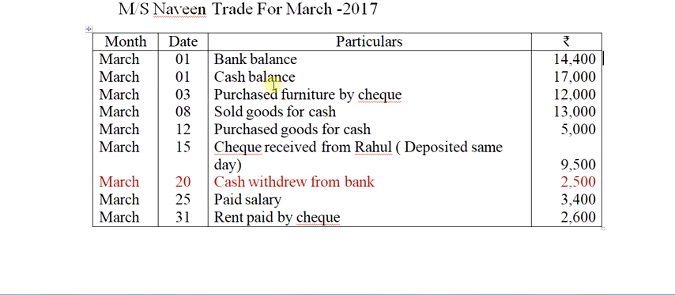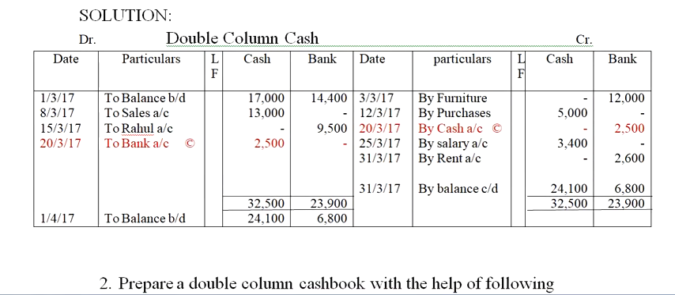Next, can you see here? On March 8, sold goods for cash, how much is there? 13,000 is there. Sold goods for cash means our cash balance, what happens? Increases. So 8/3/2017 to sales account 13,000 because our cash balance increases.